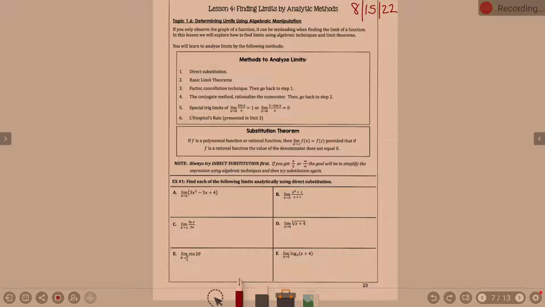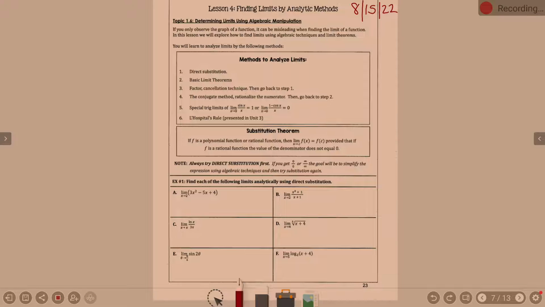Conjugate method, we're going to learn that today. We're going to have to rationalize to get rid of some crazy square roots. We're going to talk about a couple of special trig limits that are just good to be familiar with. And then L'Hopital's rule is another way to do limits, but we aren't going to do that until we learn how to do derivatives. So thus the reason it will be in Unit 3.